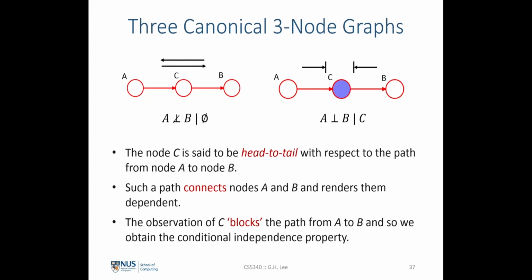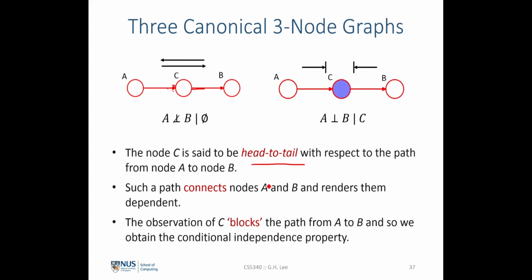And hence we say that once we observe C, the path from A to B is blocked. We also call this kind of canonical graph the head-to-tail structure, where in this case we can see that the arrowhead is pointing towards C, and the tail of the arrow is coming out of C. Hence we call this a head-to-tail structure.